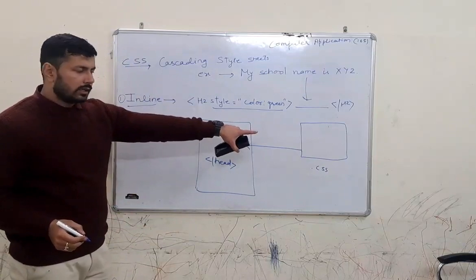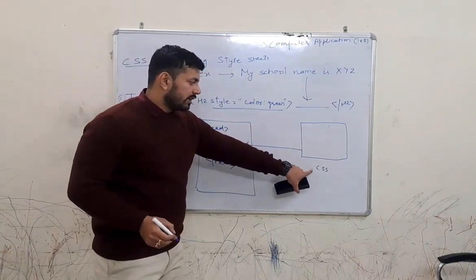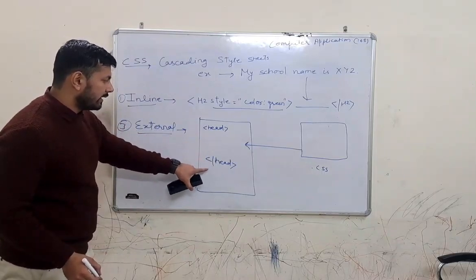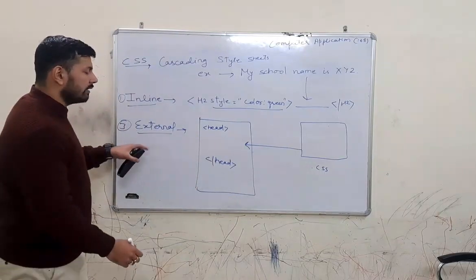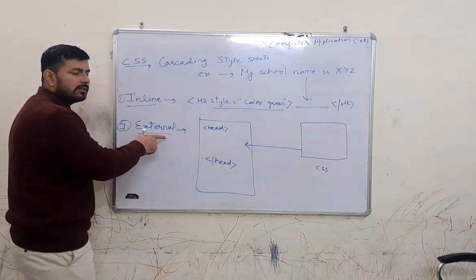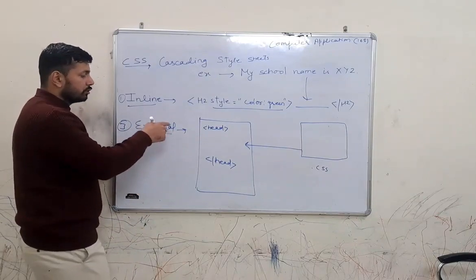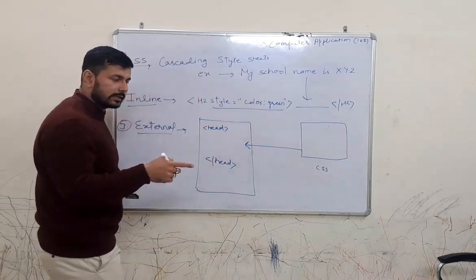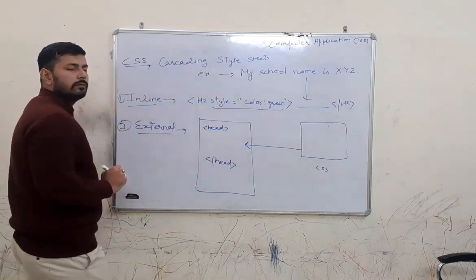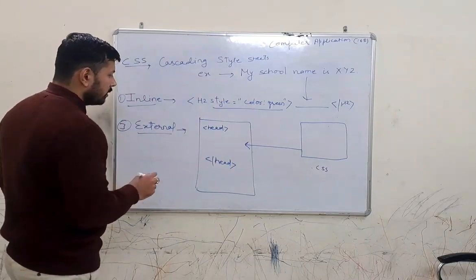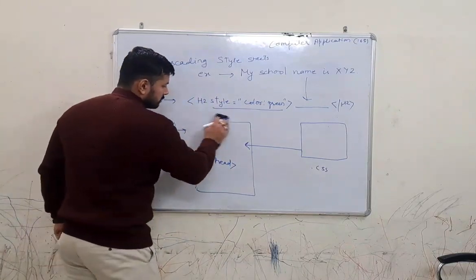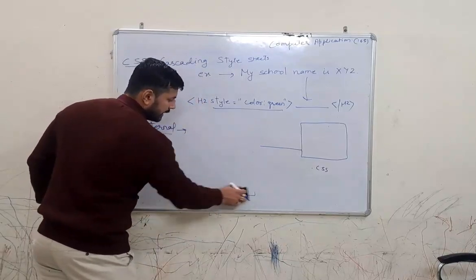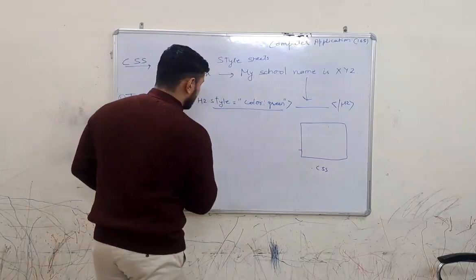Another window, another text file with the extension .css. You will add this file inside the starting of the head tag and the ending of the head tag. That's why we call this one an external CSS, because in this one we add another external file with the extension .css in our HTML program. Okay, how we can add it, what is the tag and what are the attributes we will mention.